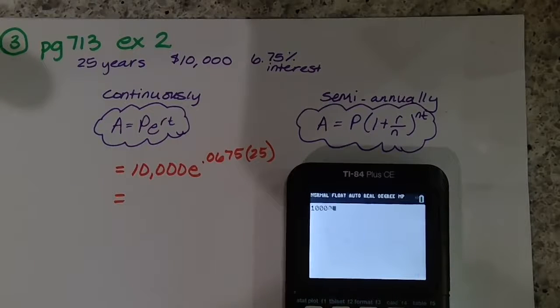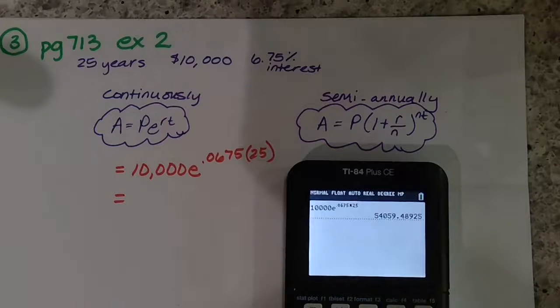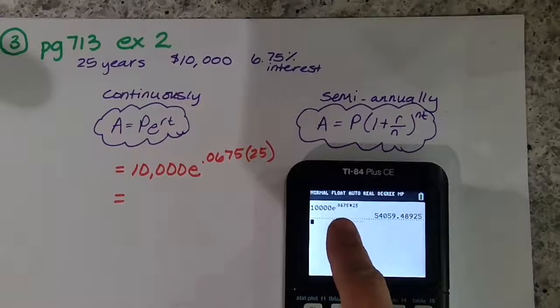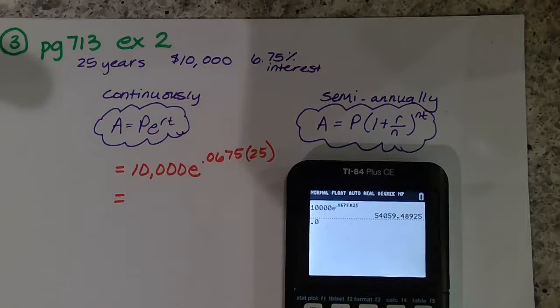Again, you should be working faster than me. 10,000 times e to the power... I get about 54,059. Okay. Now, if I did it in pieces or on your cell phone, I'm going to do 0.0675 times 25. I'm going to raise e to that power and type it in: 1.6875.